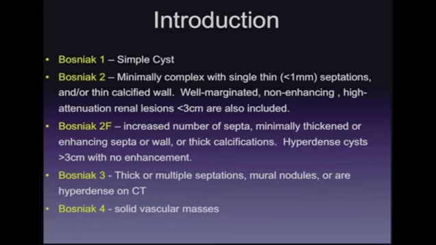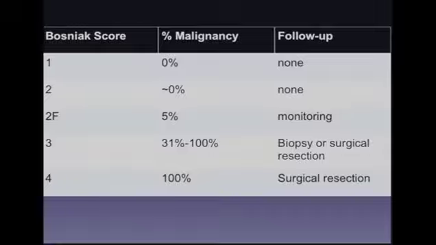There's a subcategory of Bosniak 2F, which has an increased number of septa, minimally thickened or enhanced septa or walls, or thickened calcifications. Hyperdense cysts greater than 3 centimeters with no enhancement are included in this category. A Bosniak 3 lesion has thick or multiple septations, mural nodules, and/or is hyperdense on CT, and Bosniak 4 lesions are solid vascular masses.